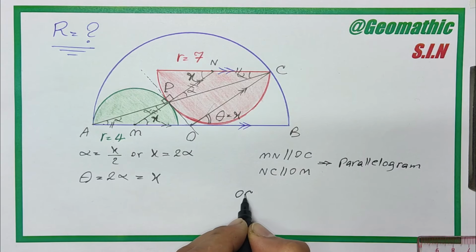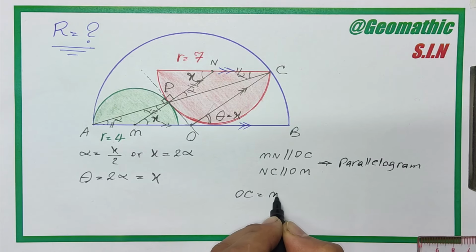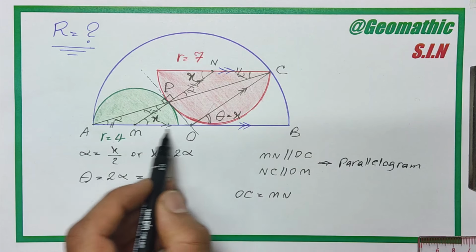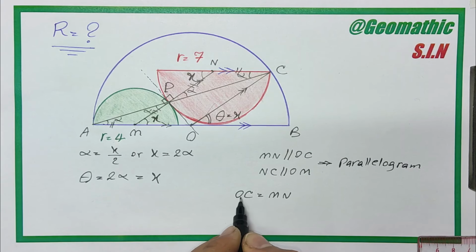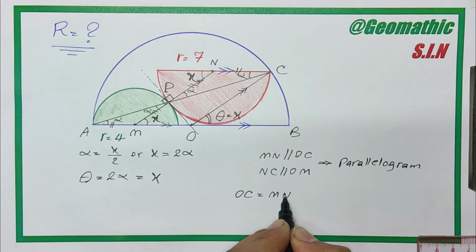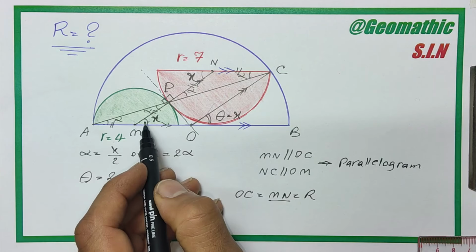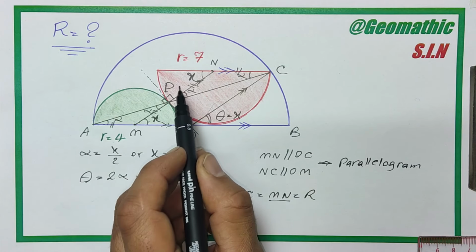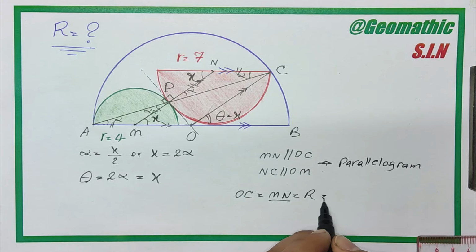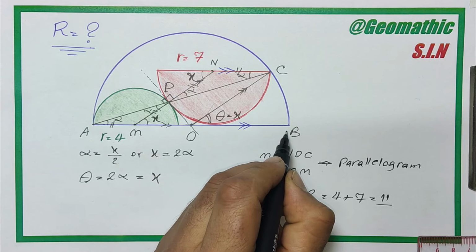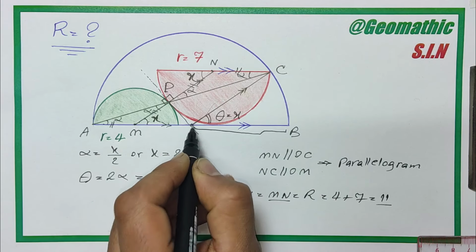So OC equals MN, and we know OC is the radius of this big semicircle. So OC equals MN equals R, and MN here equals this radius plus this one, meaning 4 plus 7 equals 11.